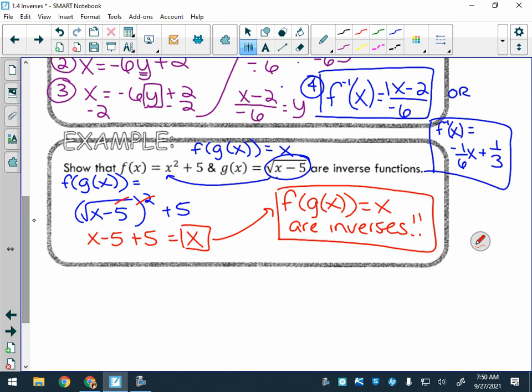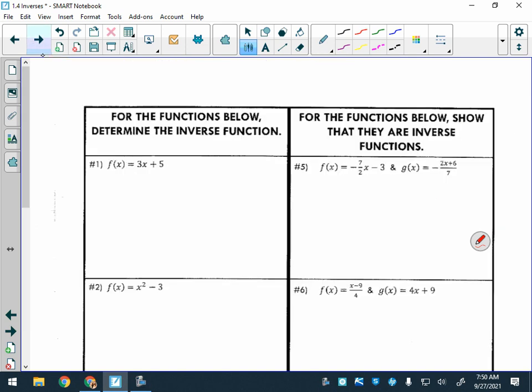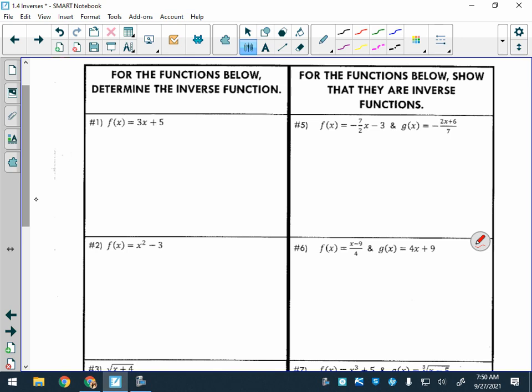So we are going to try some. We're going to try number 1 and number 2 together, actually all 4. Okay? Just flip the page. For the functions below, determine the inverse function. So in this column, okay, we are just finding the inverse. So in the end, we're looking for the inverse of x, right?